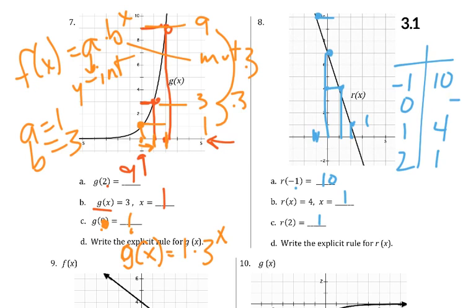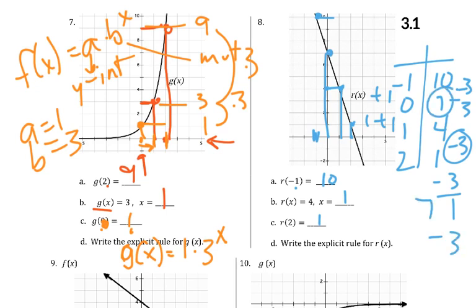Or we could realize we're subtracting 6 here, subtracting 3 here. Pattern, because it's linear, must be subtracting 3 each time. 10 minus 3, 7. Minus 3 is 4. Minus 3 is 1. And this is going up by 1, so slope would be negative 3 over positive 1. So just negative 3. Starting point would be 7. So I go r of x equals negative 3x plus 7. And there's our explicit rule.